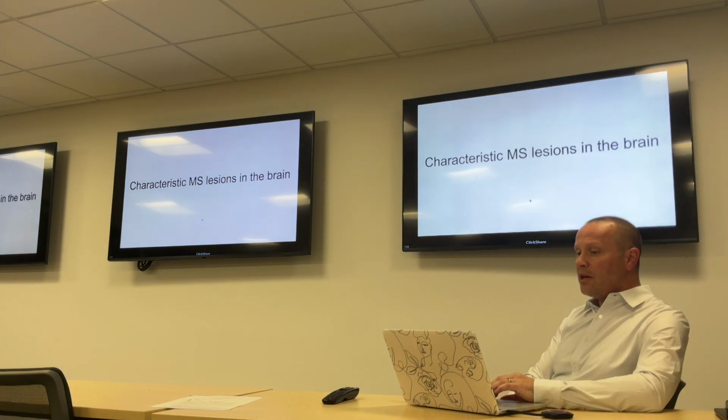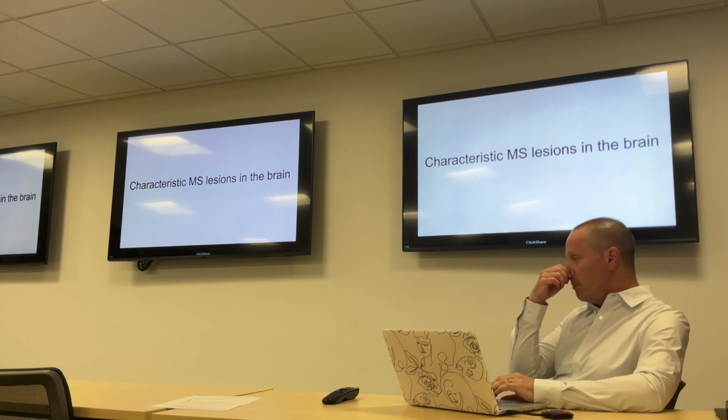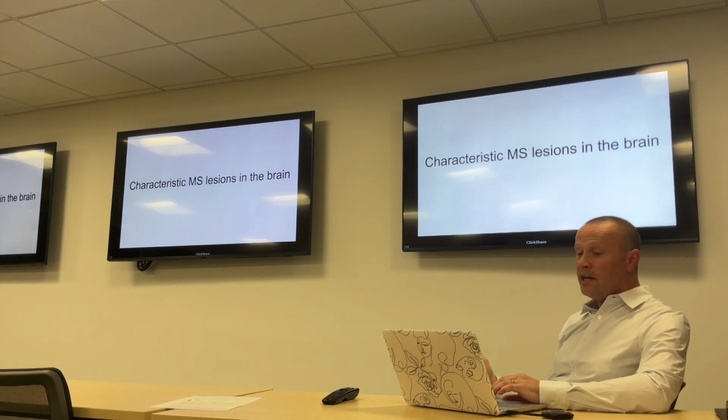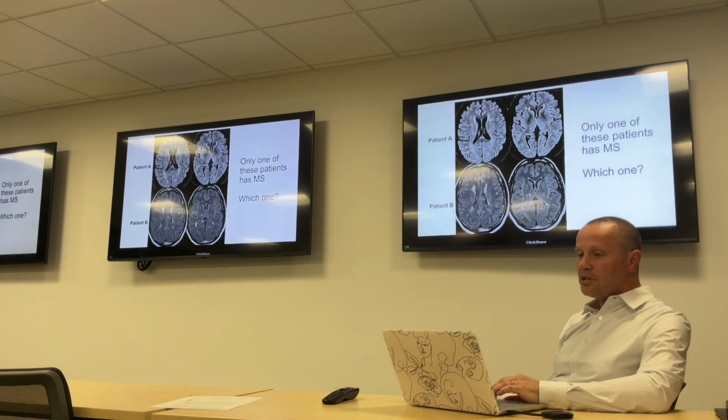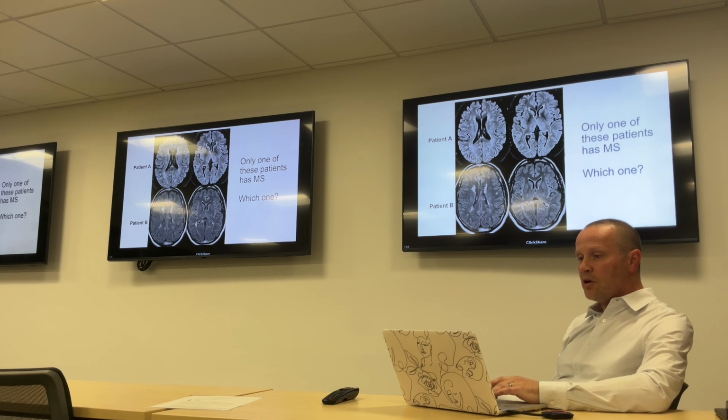So I'm going to go through and show you, when I look at an MS patient's brain, what kind of lesions I'm mostly looking for. To start out, I'll show you these. These are two different patients. The top row is the first patient, the bottom row is the second patient. Both of these are FLAIR images, right? So the CSF in the ventricles is gone.